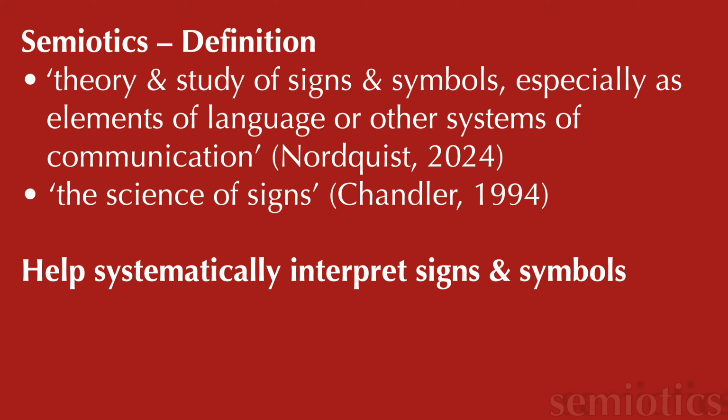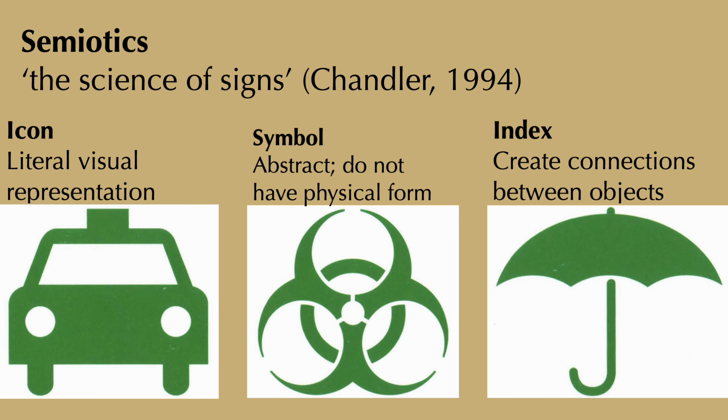Chandler also defines it as the science of signs. From this, semiotics helps to systematically interpret signs and symbols. Again, this is discussed in a previous video in terms of semiotics being the science of signs. Here are three different classifications of semiotics: the icon, the symbol, and the index.